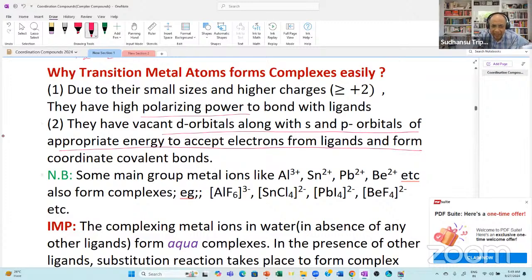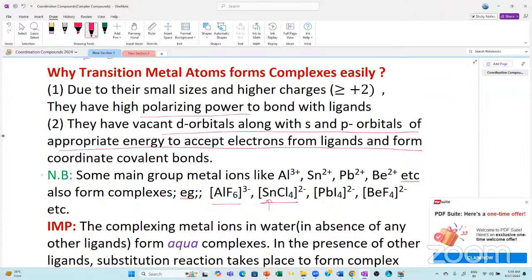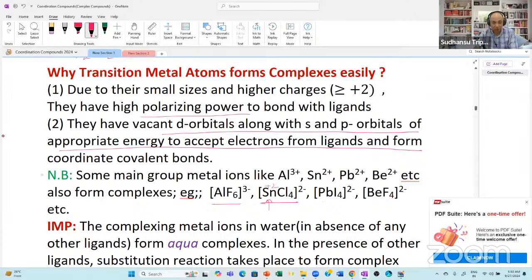Of course, some main group metals like aluminium 3 plus, stannic, plumbic, and beryllium 2 plus also form complexes. Some examples I have given: aluminium, tin. Can you tell me the oxidation number of tin here? What is the primary valency as per Werner? This is plus 2, tetrachlorido. Yes, because if this is 2, there are 4 chloride ligands, so minus 4, and the net charge will be minus 2.